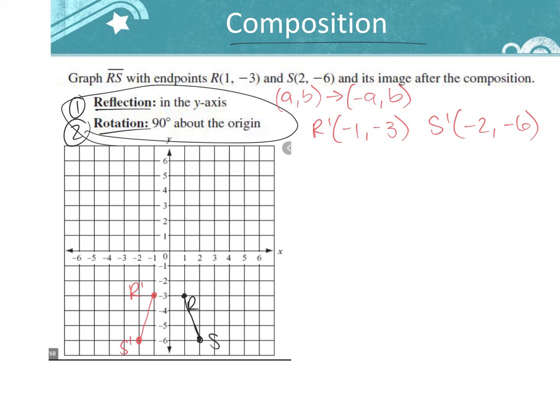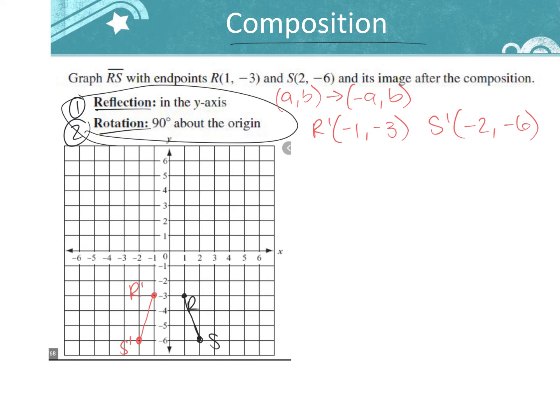Visualize it. If this is my mirror, are R prime and S prime the mirror image of R and S? Yes. Okay? You need to be able to visualize it. Do you see the difference, Benji? Yeah. Being able to visualize it is a good check for you. Alexis? No, that's for a rotation. We're not on the rotation yet.